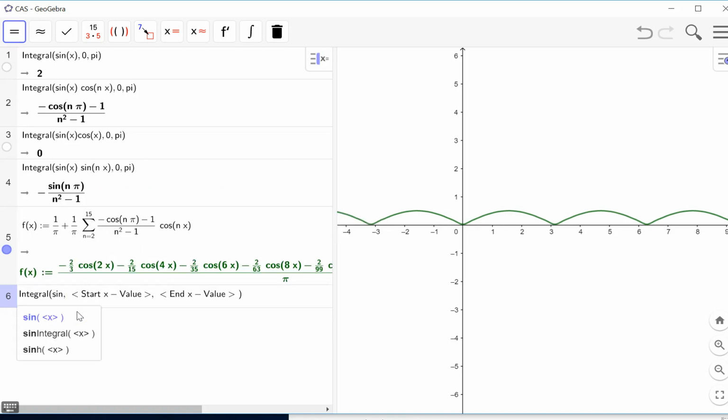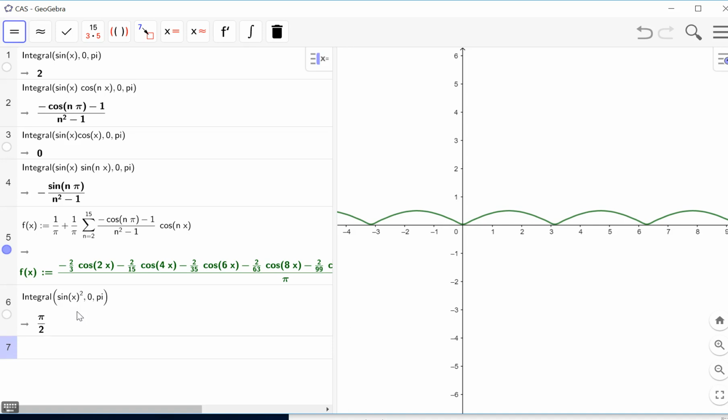I need to do the integral of sine times sine, or sine of x squared, right? Because you'll have sine times sine when n is equal to 1. Start at 0, end at pi. We get pi over 2. Now that is not quite our B1. I've got to divide it by pi.